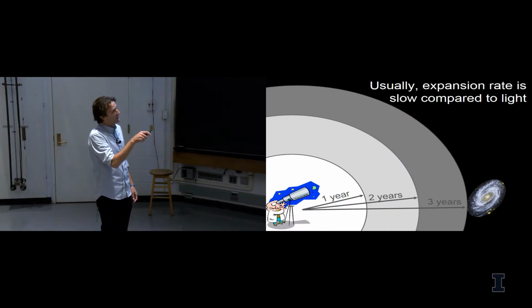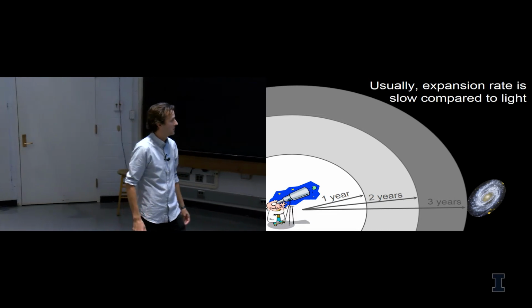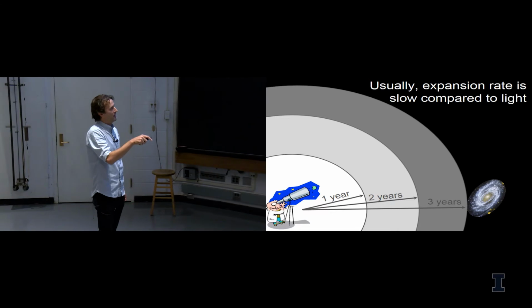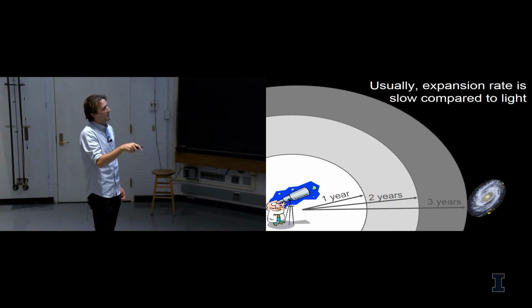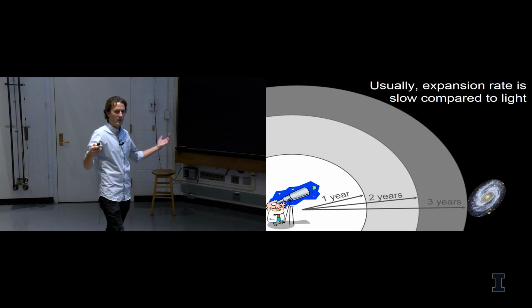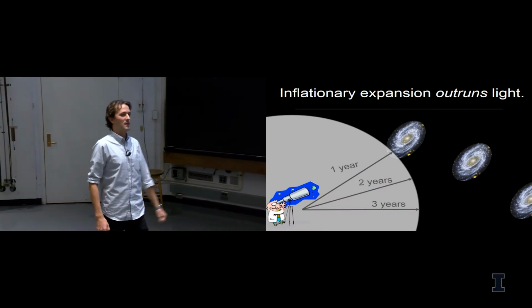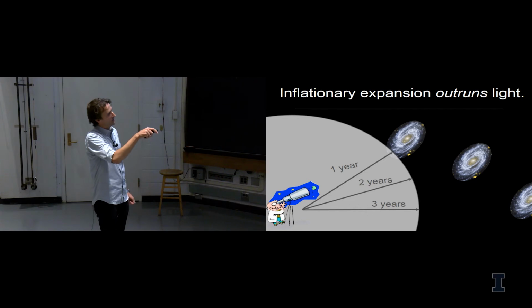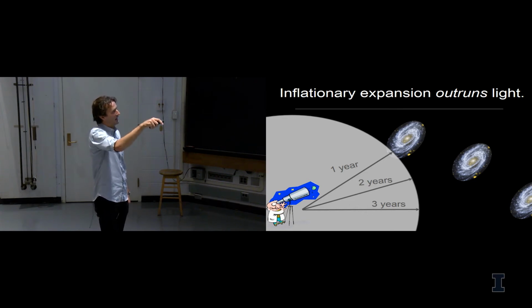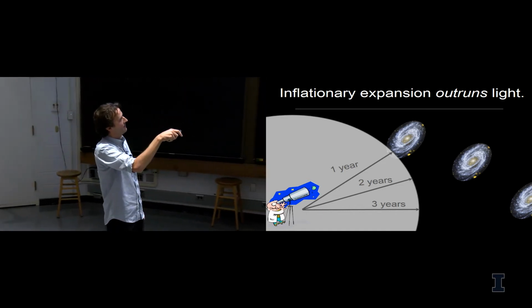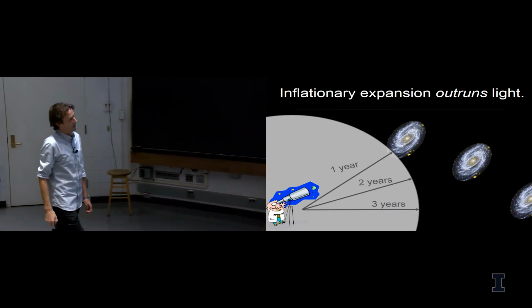So how does this work? Usually the expansion rate in the post-inflationary epochs is actually quite slow compared to light. So as we're sitting there with our telescope and we look further and further back, we can eventually see the entire universe. During inflation, the expansion actually outruns light. So if we're trying to look at this galaxy after 1 year, after 2 years, the galaxy has just gotten so much further away that whatever light we're trying to see is never going to reach us in time.